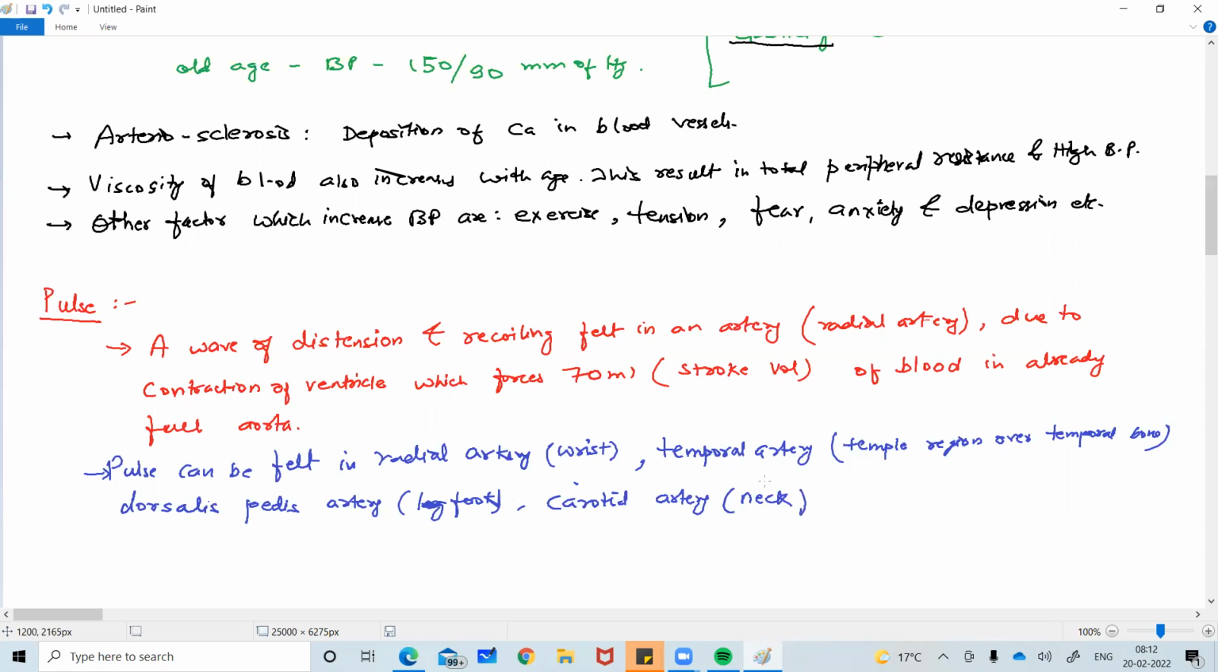Sometimes people used to check the upper part of the neck below your cheek, like this, and they find the pulse. One more artery is there where you can find the pulse, that is ankle joint, and the name of the blood vessel is posterior tibial artery. That means ankle joint.